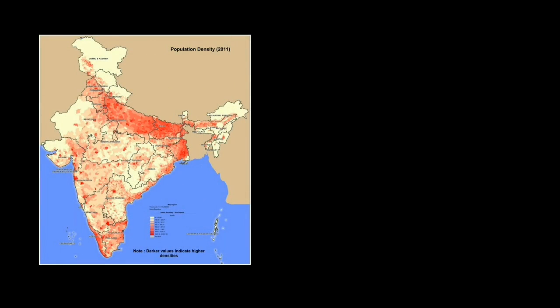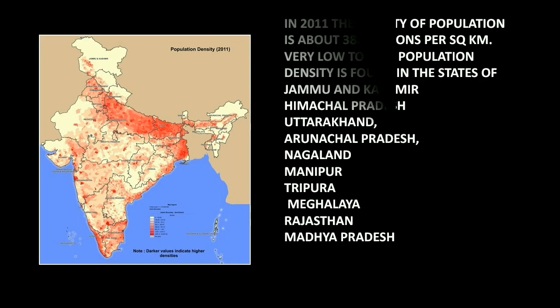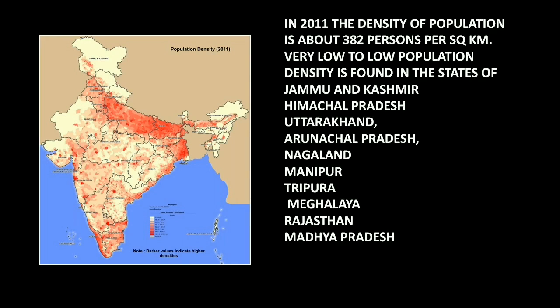Moving on to the distribution of population. According to the census of 2011, 382 persons per square kilometer were recorded. In 2011 they found areas in India ranging from very low to low population density. We can check on the map: those cream colors are the areas with very low or low population.